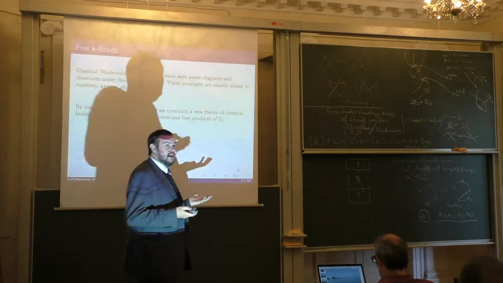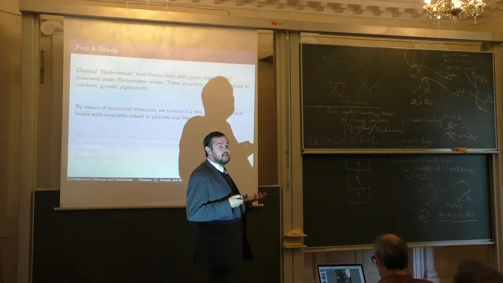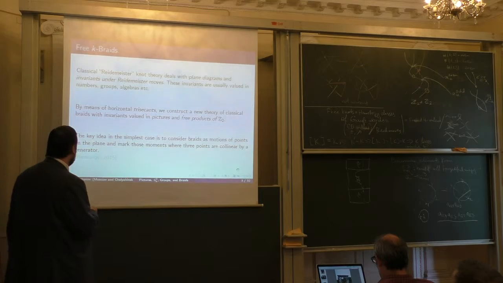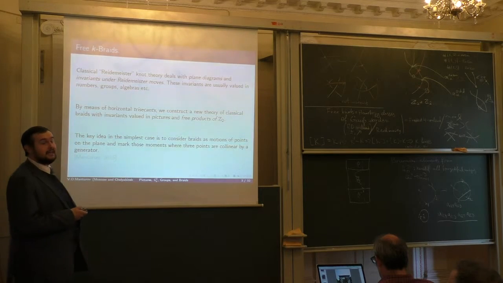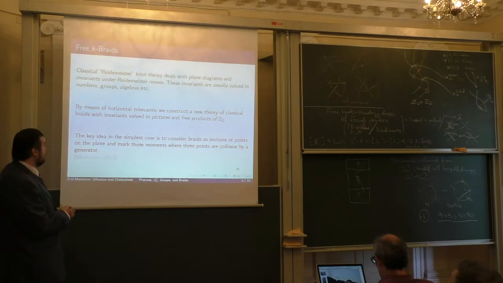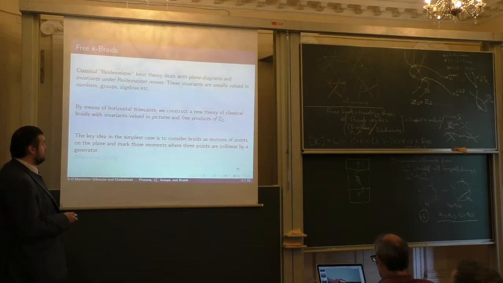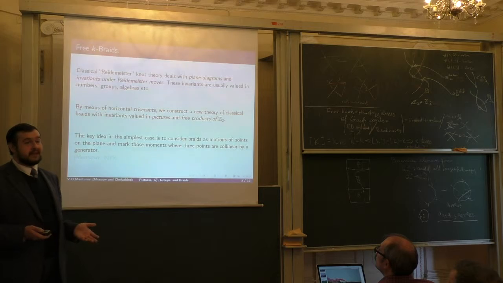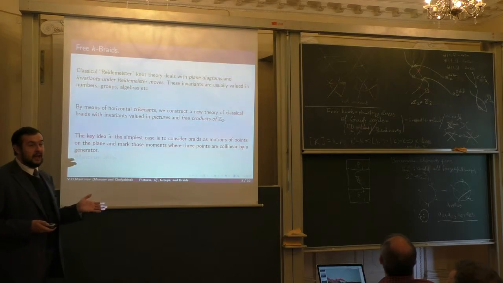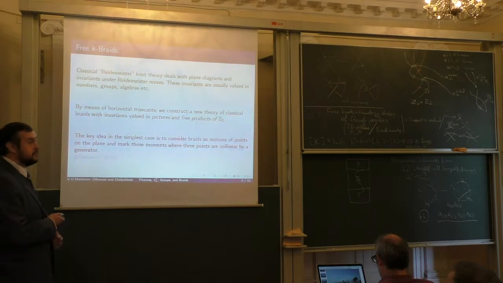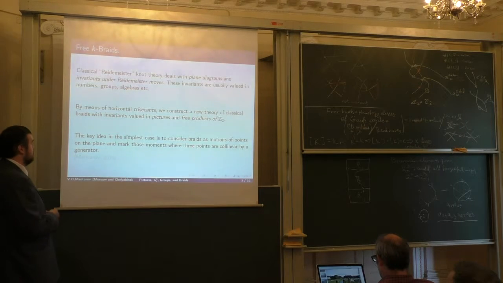So if I want to decorate crossings, possibly crossings are not the best thing we can think about. And that's why I want to look at trisecants, horizontal trisecants, and I will construct a new theory of classical braids with invariants which are valued in pictures and free products of the group Z2 with itself. So the key idea in the simplest case is to consider braids as we usually do, as motions of a collection of n distinct points on the plane, and I will mark some moments when I have a horizontal trisecant.